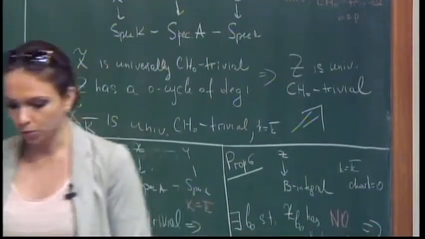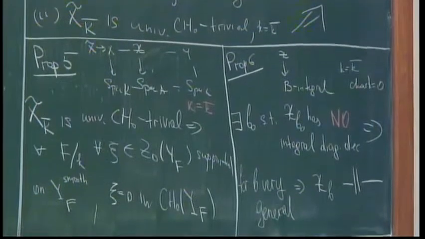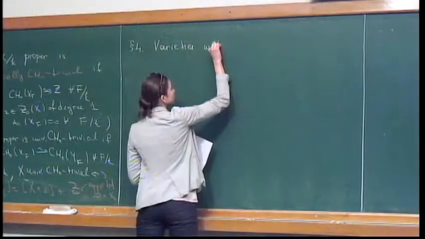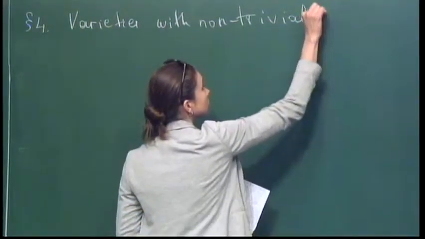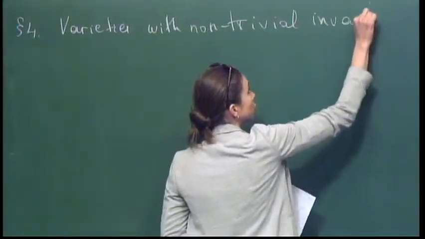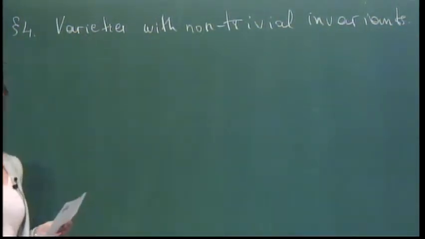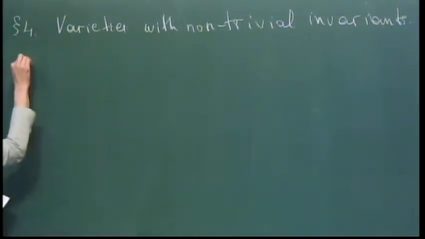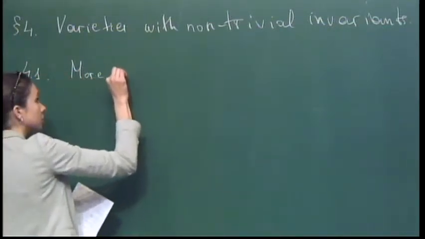Okay. So today we will see the varieties with non-trivial invariants. So this is the 4th, I guess, part. Varieties with non-trivial invariants. So before giving actual examples, I thought it would be useful to speak about another invariant coming from the Galois cohomology here. So first, I will speak about more invariants.